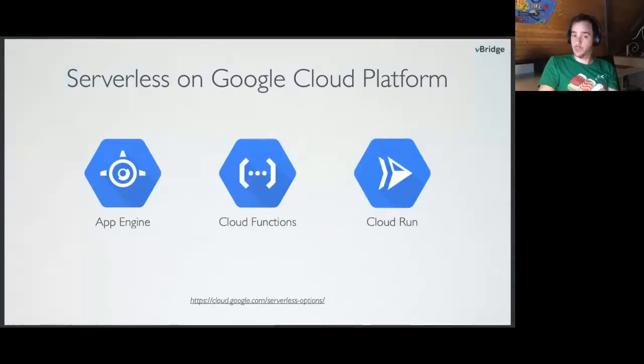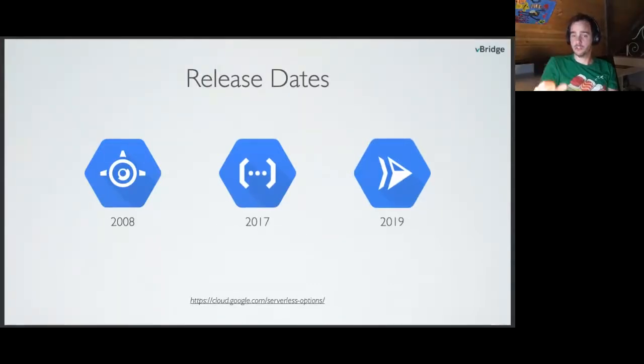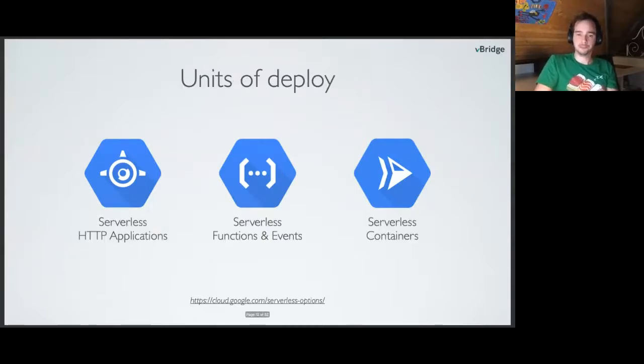When we're refining it, well, App Engine, first of all, is old. It's from 2008. That's 12 years ago by now, so that's really old. Cloud Functions on Google are fairly new. That's from 2017. And then Cloud Run launched in October or November 2019. So that's really, really recent.